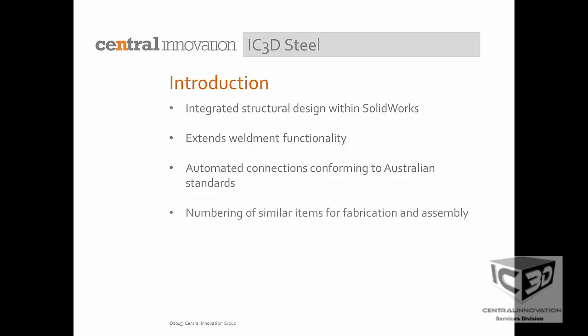Numbering of similar items in your design for fabrication and assembly purposes. So we can group similar items together for beams or columns or plates, things like that. We can also sort of virtually group items together for assembly purposes. You want a numbered item for all the items in a portal frame or something like that. We can group them together and create drawings of those.